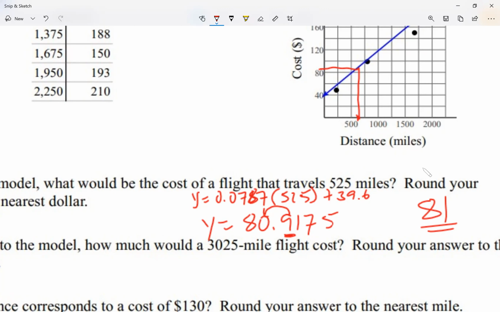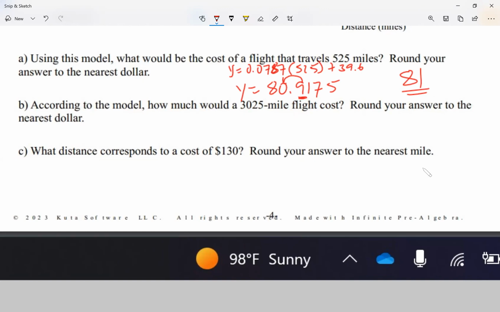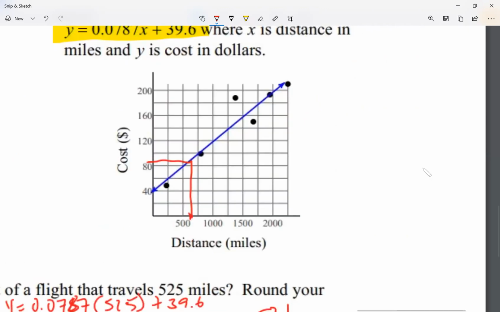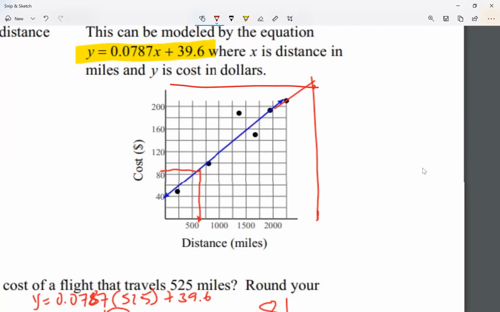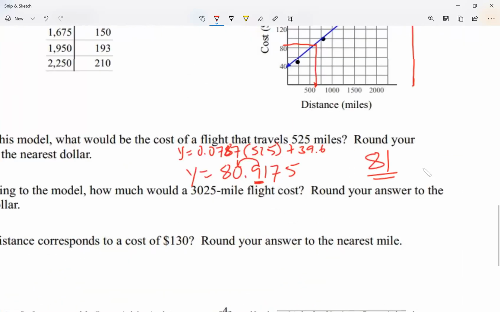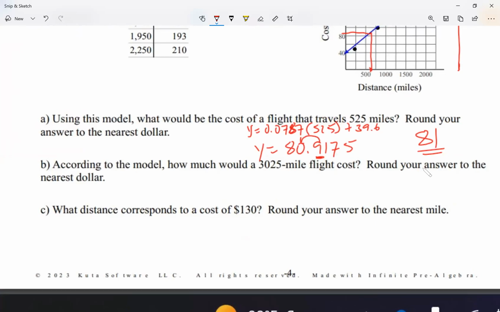Now example B, according to the model, how much would a 3,025 mile flight cost? Whoa, 3,025. Here in the graph, it will be way up here, right? And if my line extended, okay, more than 200. Not like a lot more, but yeah, more than 200. That's what I should be expecting. So let's see. According to the model, how much would a 3,025 mile flight cost? Round your answer to the nearest dollar.